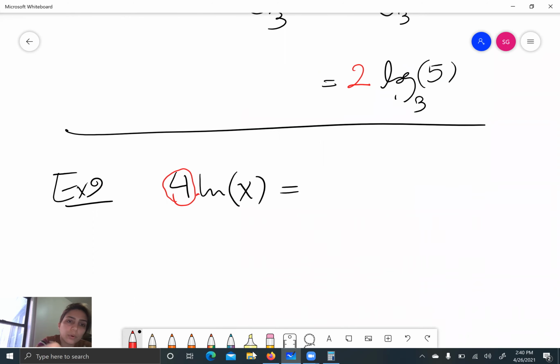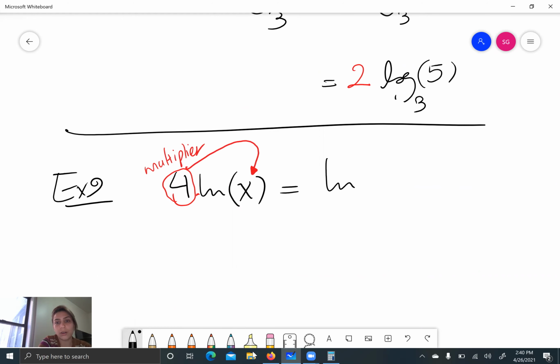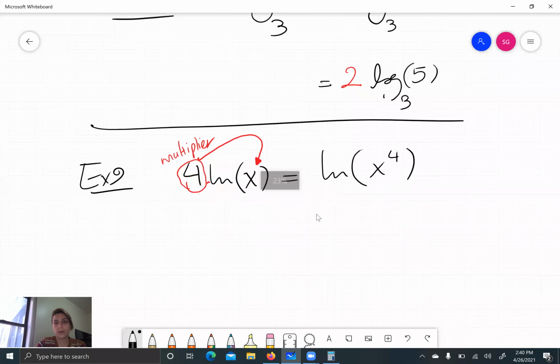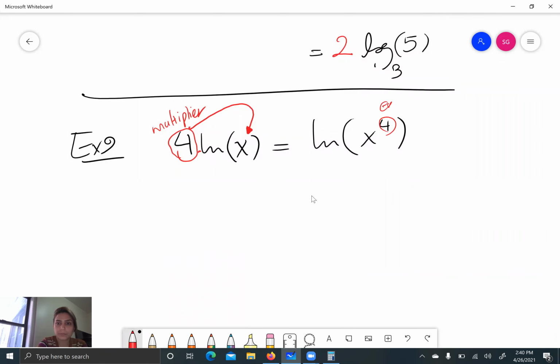So here, what is the role of 4? It's a multiplier. Okay, by this property, I know that this can alternatively go and sit as an exponent of the input value. So alternatively, we can write this as natural log of x to the power of 4. You see? So it's two equivalent ways to express the same thing. So now it sits as the exponent.